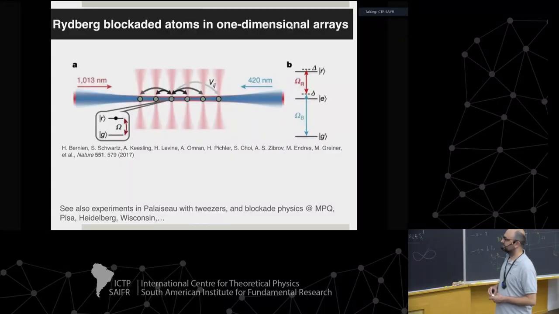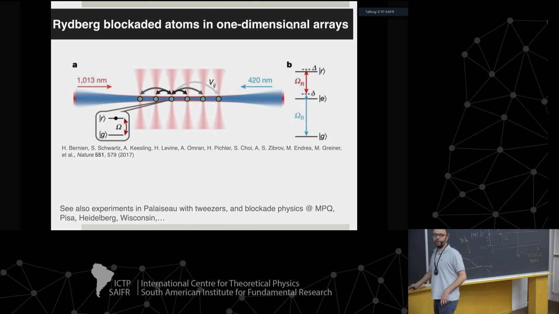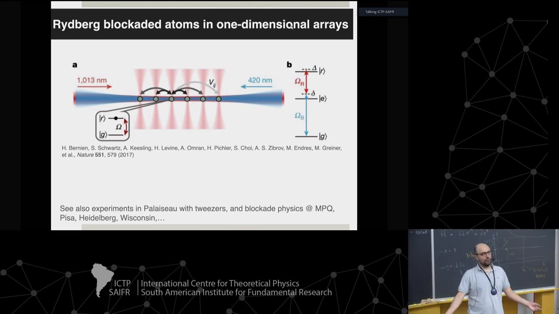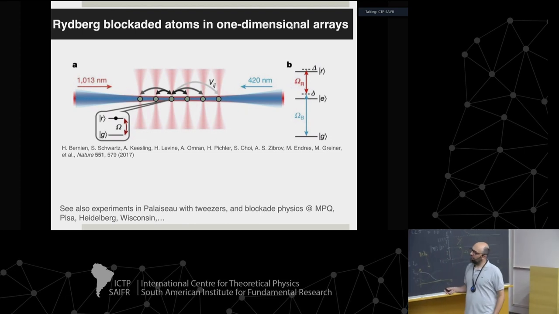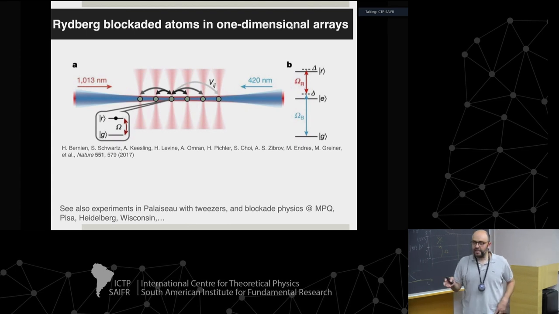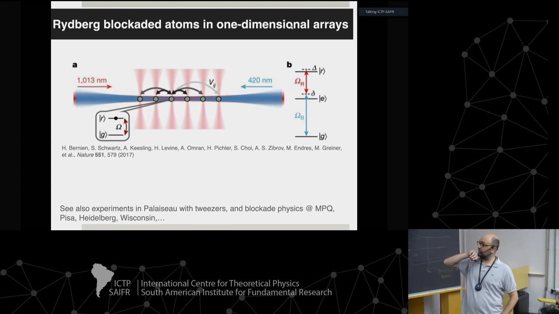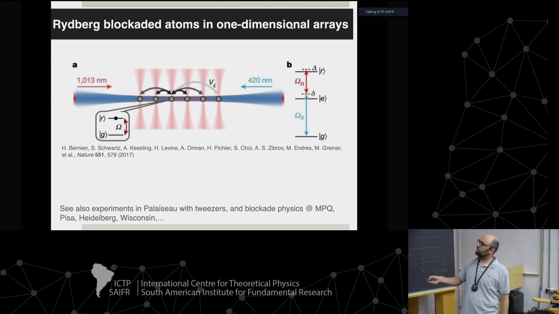Now, of course, if we want to do something like this, we have to study something which is based on one dimension. And what was nice is that actually, when we were studying this, we realized that there was already an experiment, as was done in the group of Michel Lukin at Harvard. And in these experiments, they had trapped the atoms on a regular lattice, and each trap was a distinct optical tweezer. Okay? And these tweezers were at a distance of a few microns, so the atoms were strongly interacting.